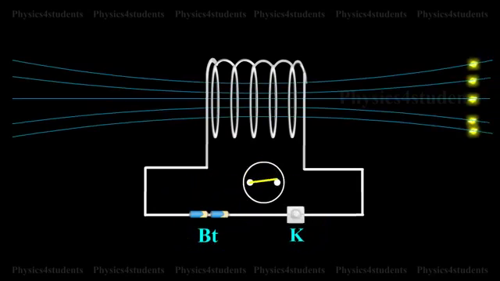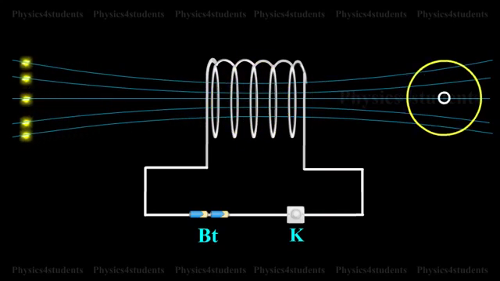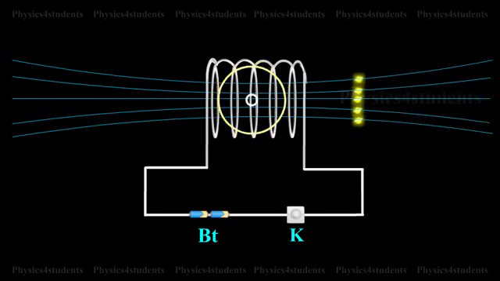On pressing the key, the current through the coil increases to a maximum value and correspondingly, the magnetic flux linked with the coil also increases. An induced current flows through the coil, which according to Lenz's law opposes the further growth of current in the coil.